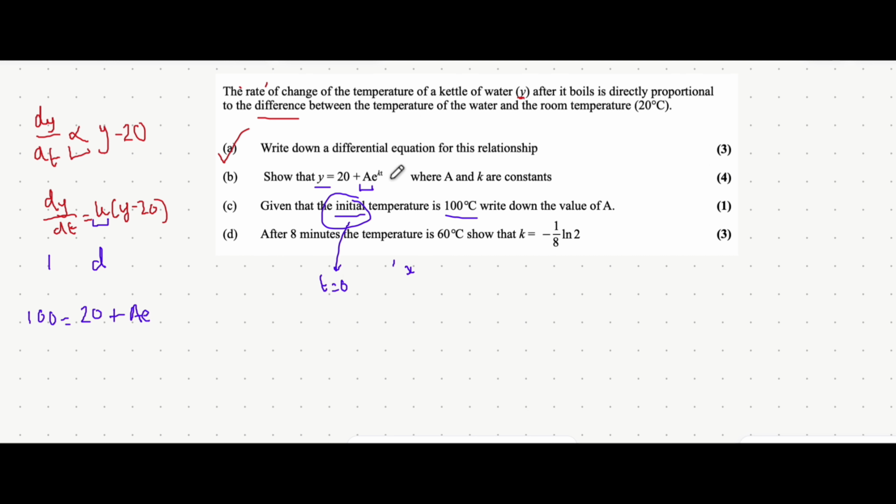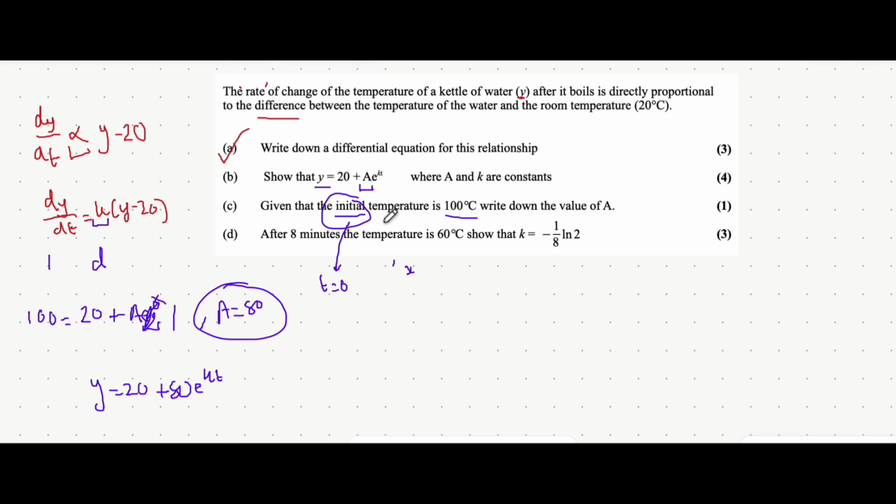Like I mentioned, t is 0. k times 0 is going to be 0, of course. And then anything to the power of 0 is going to be equal to 1. What we form now is 20 plus A is equal to 100, meaning that A would be equal to 80. Now that we've got the value of A, we can replace the expression here with that value. So y would be equal to 20 plus 80 e to the power of kt.